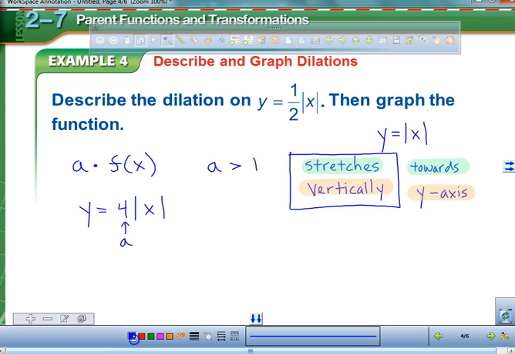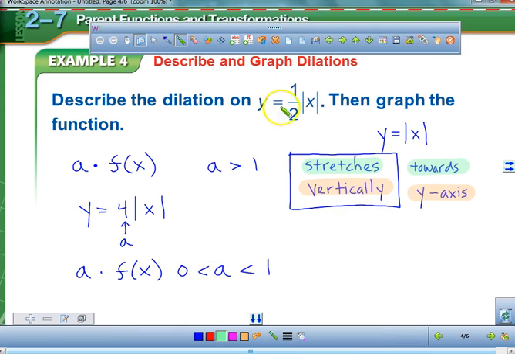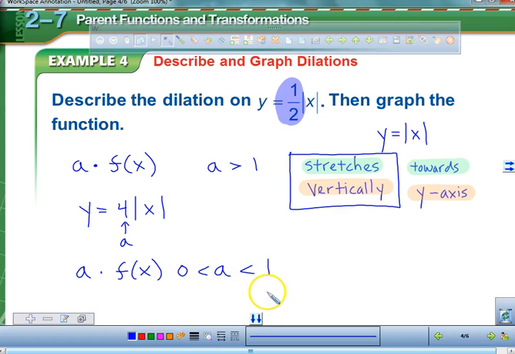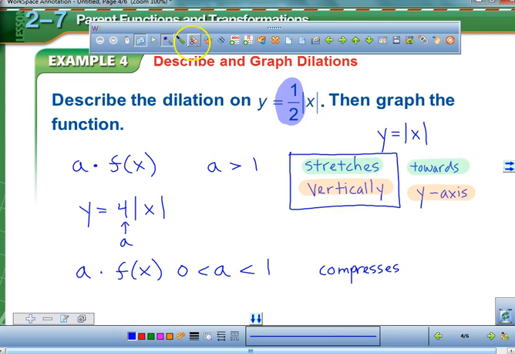Well, what if our a value for a times f of x, what if our a value is less than 1, but it's greater than 0? Kind of like this guy right here. What's that number? That's a half. Would you agree a half is between a 0 and a 1? We call this not stretch, we call this compress. This is compressed.